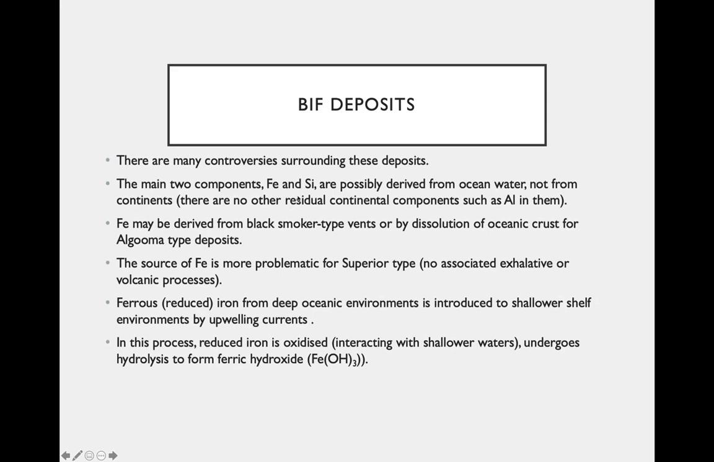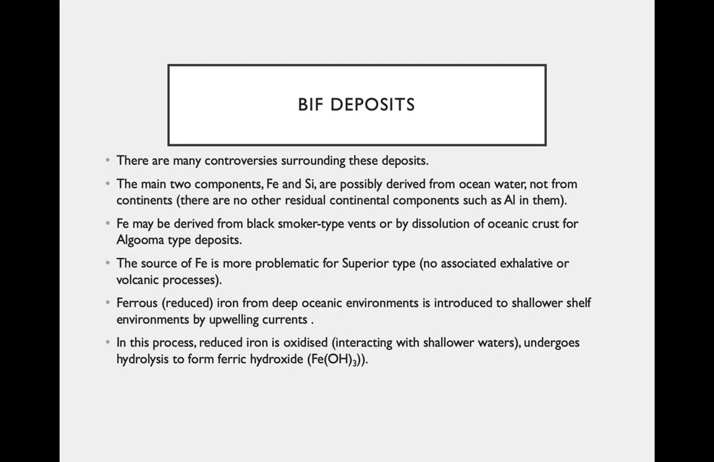The two main components are iron and silica, and they're derived from ocean water. The prevailing theory is that they're not to do with continental material because we don't have things like aluminium, which is rich in the continents, in the iron-rich sediments.